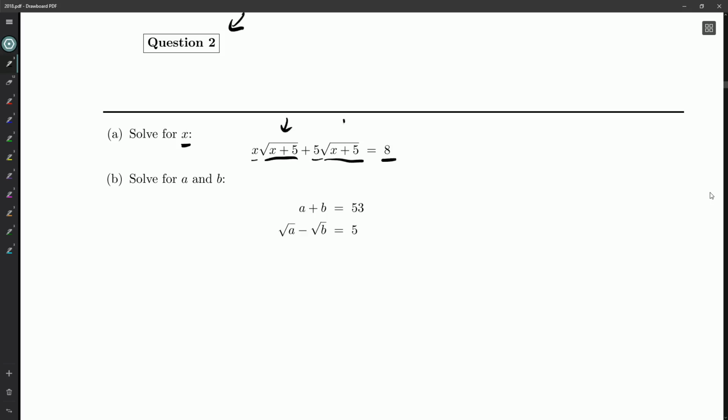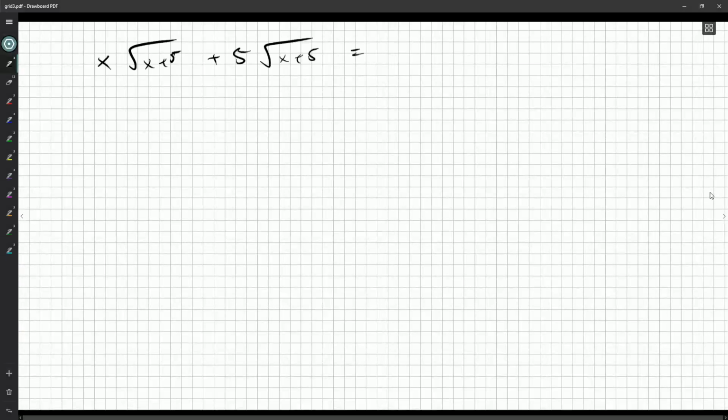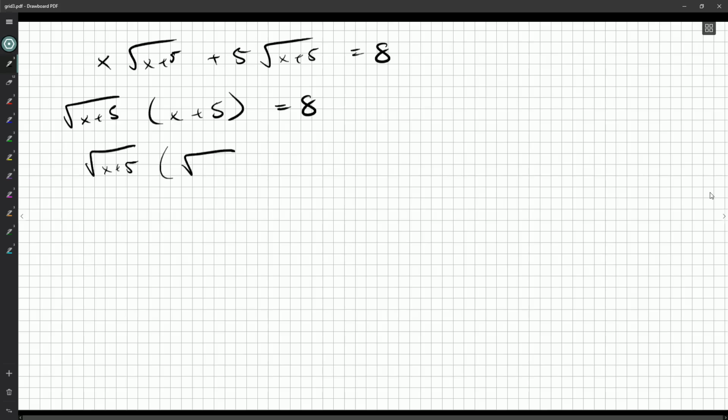I'm noticing that I've got the same factor here. So I'm going to write down my expression. And I'm going to factor in x plus 5 on the left side. And that'll leave me with an x plus 5. Okay, so, well, what have we got here? I've got the square root of x plus 5 and then x plus 5. Well, that's just the square root of x plus 5 times the square root of x plus 5 squared, right? But then the whole thing is x plus 5 to the power 3.